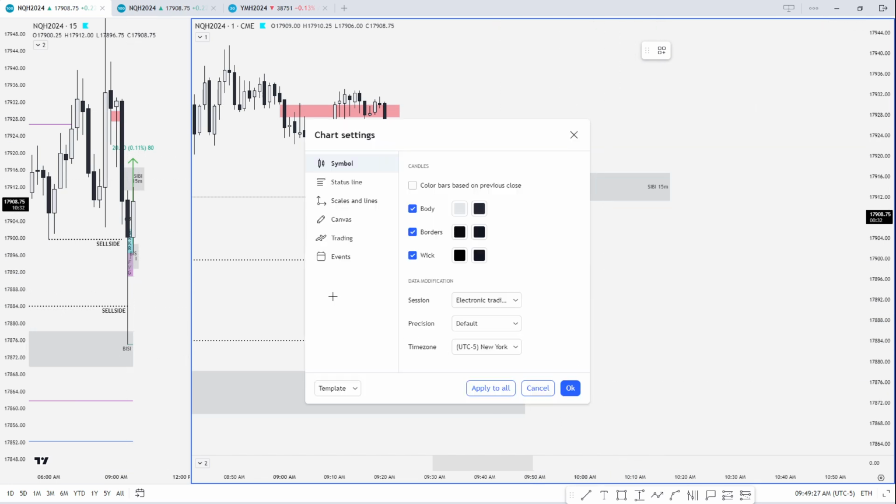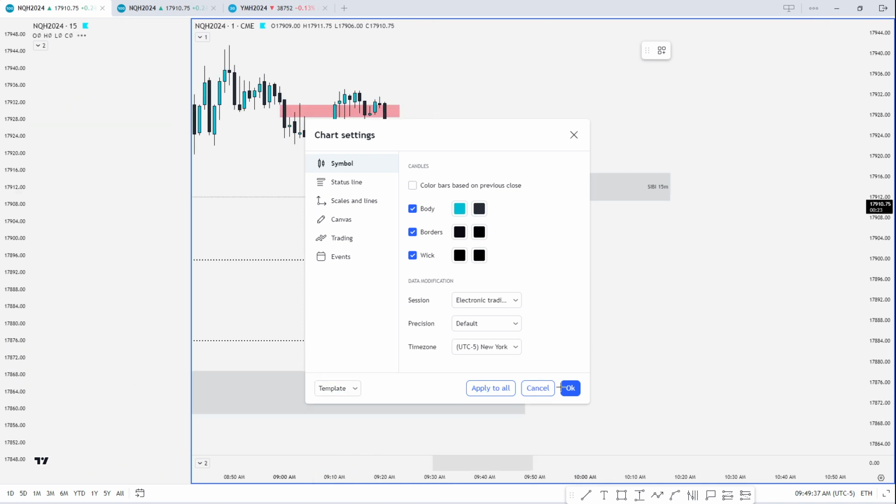All right. I'm not gonna lie, these colors are messing with my head. So I'm gonna switch it back. There we go.